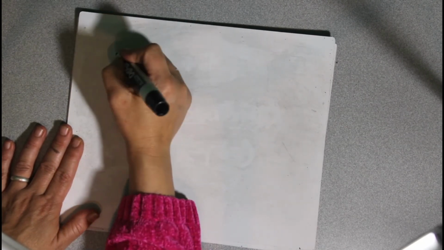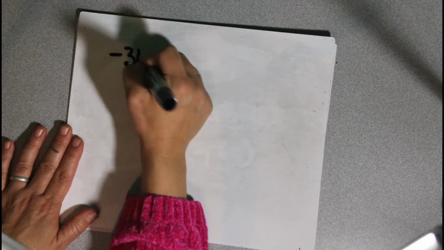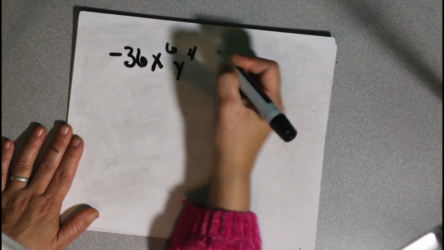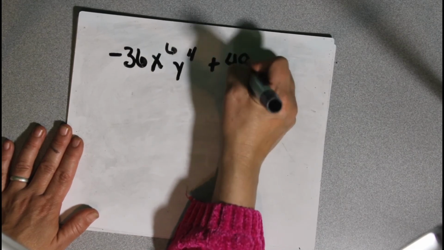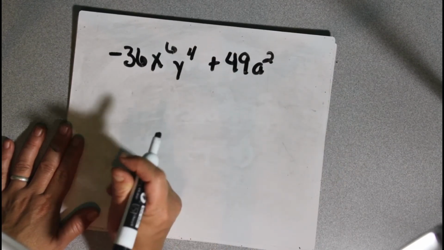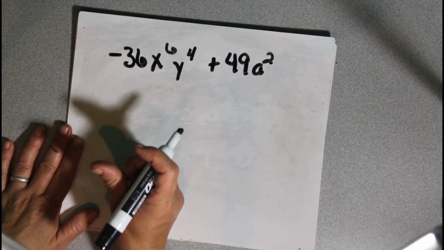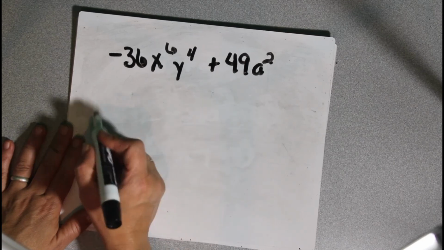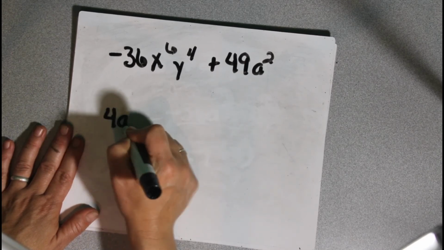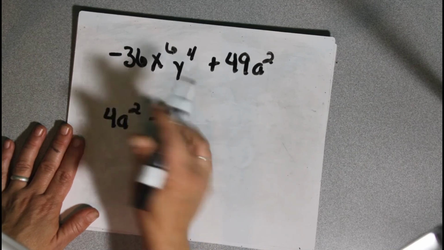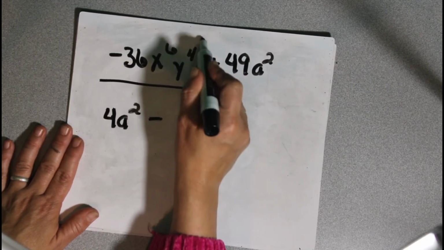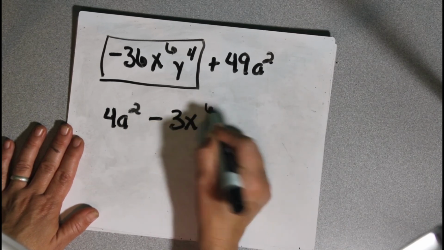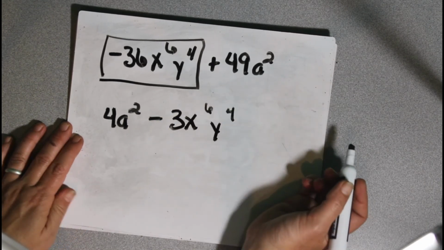Okay, next one says factor negative 36 x to the 6th y to the 4th plus 49a squared. All right, we can recognize that both of these terms are perfect squares. We begin by rearranging. So we're going to go with 49a squared, because we want this term to be at the end, because it's the negative term. Then 36x to the 6th, y to the 4th.